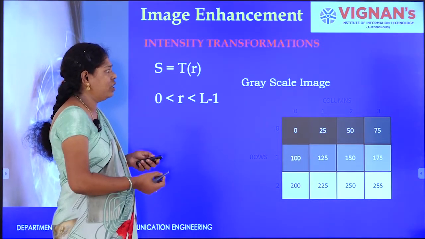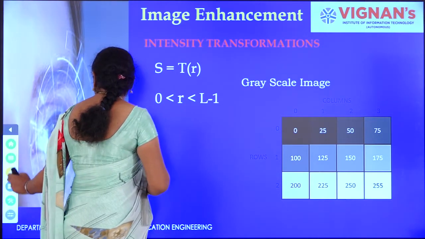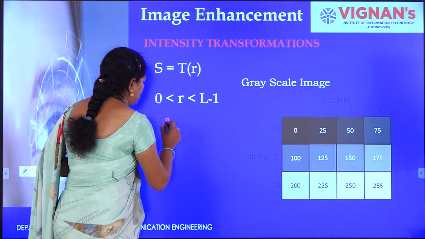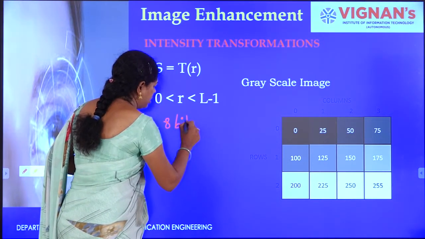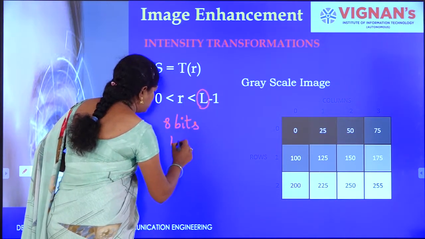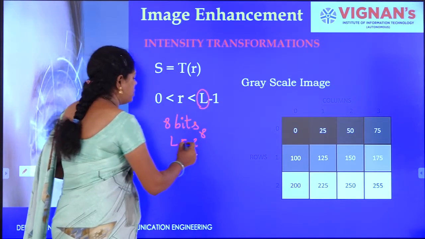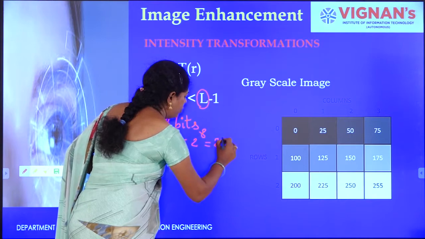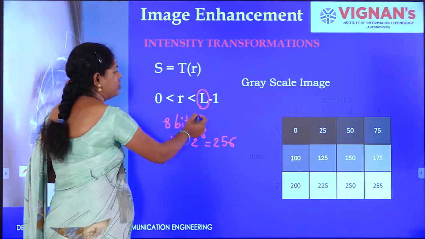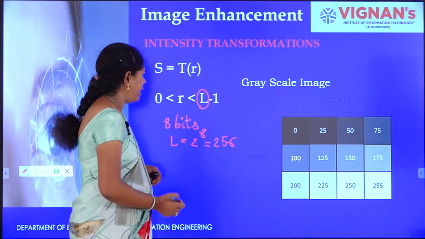Let us see how we are representing the images. Already we learned the grayscale image is represented with 8 bits, that is L is equal to 2 power 8, that is 256. So the maximum intensity value is 256 minus 1, that is 255.